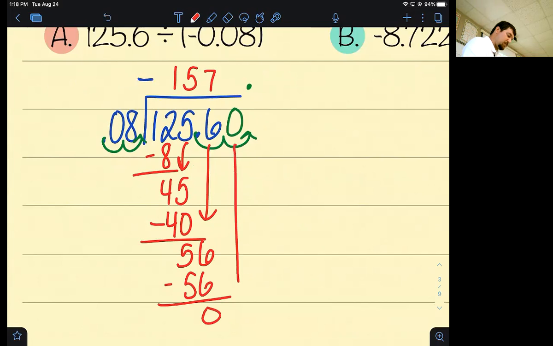So I drop down the next digit, which is that 0 I was forced to add, and 8 goes into 0 how many times? 0. Now I can be done. Now that I've got every spot in front of the decimal point filled in. Negative 1,570.